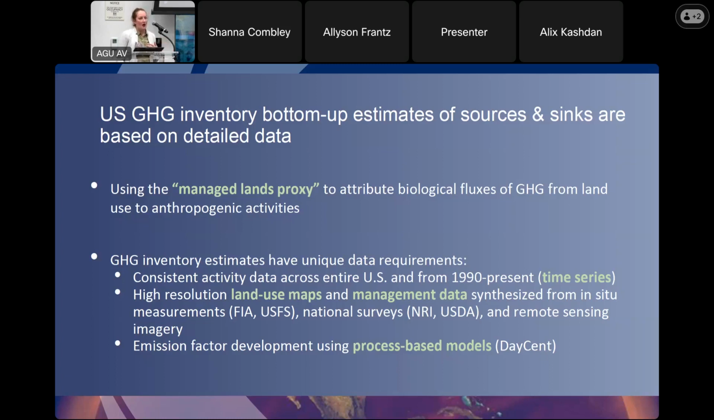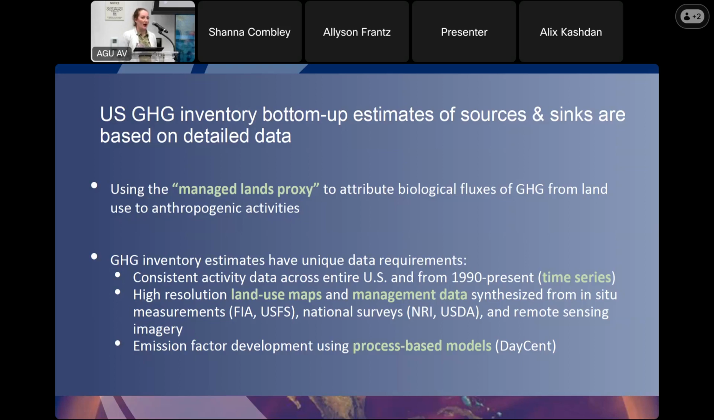Therefore, we can use activity data, which for these natural emissions is a unit of managed land. Most of the lands in the US are considered managed. The unmanaged lands are predominantly in interior Alaska, as well as a small portion of Nevada. So within the inventory, we use these bottom-up estimates. We use activity data, which requires pretty high spatial resolution of land use across the entire land base in the US. And we need these data across a time series from 1990 to the present.